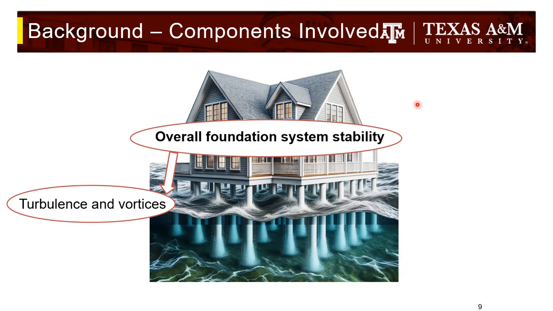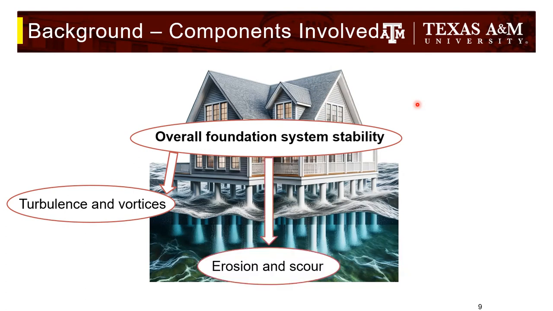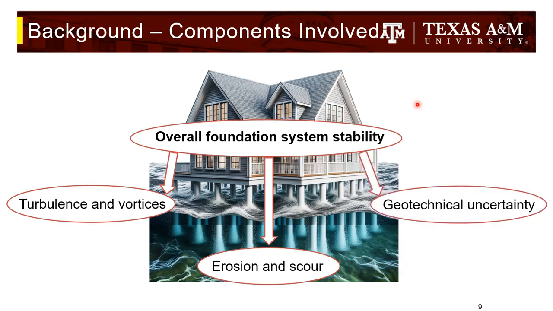nearshore effects like turbulence and wave vortices. The next one is very much close to the system or the foundation, which is mostly erosion and scour. And finally, which is another principal concern for most of us as geotechnical engineers, is the geotechnical uncertainty of the soil. We don't know what type of soil is there, and the behavior of the soil can essentially dictate how the foundation system will behave. So these are some of the major factors which affect the overall foundation stability for the coastal built infrastructure or the different types of foundation systems.